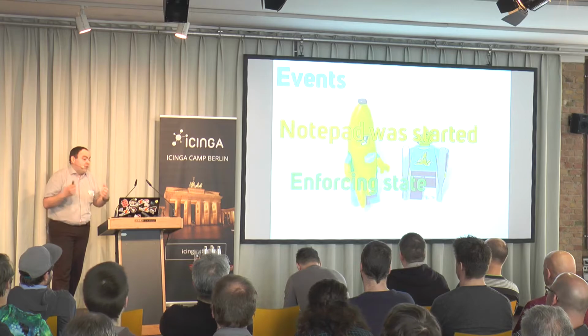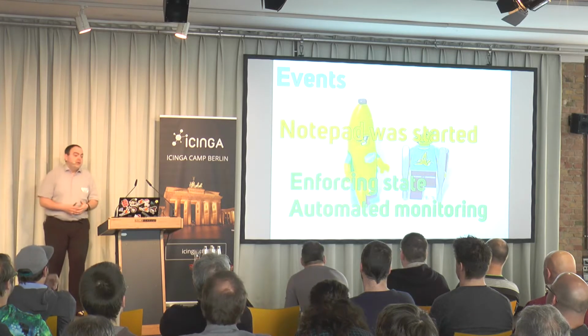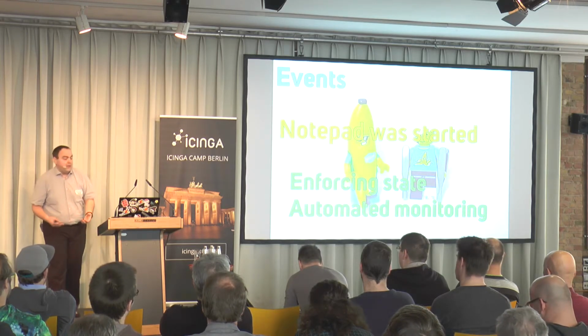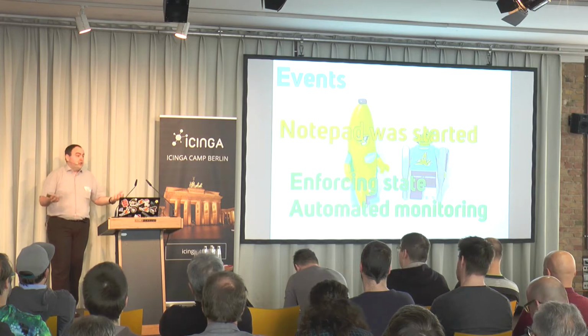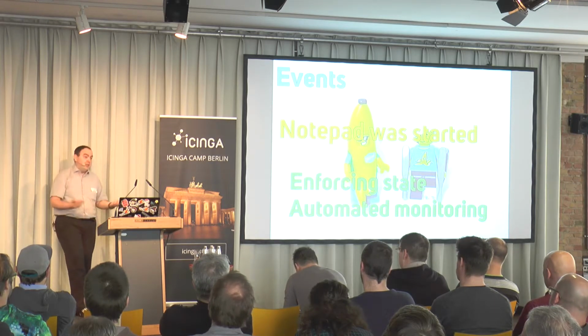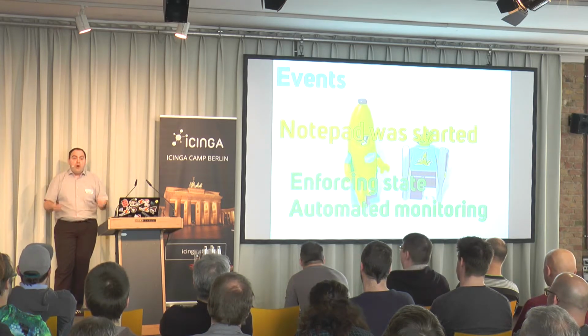And we have something called events, which is essentially when something happens in your system. Someone starts a program, or a program stops, or a service stops, or something like that. Then an event is emitted. And you can use this, of course, to enforce state. Whenever someone starts Notepad, feel free to kill it for them. They'll be really happy. But you can also use it to automate your monitoring.